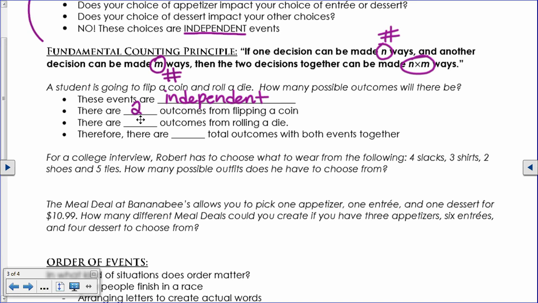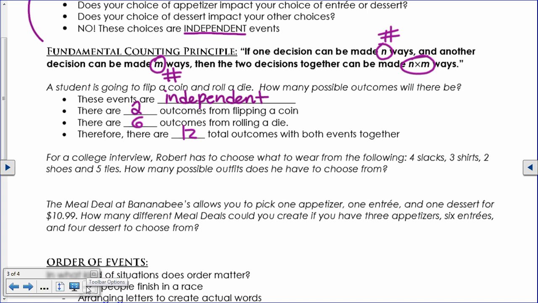6, 1 through 6. Therefore, if you're going to put both of them together, how many different options do you have? 12. So you can have heads and then roll a 1, heads roll a 2, and so on. If you listed them out one by one and added them together, you get 12. But the quick and easy way to do it is just multiply the two numbers.